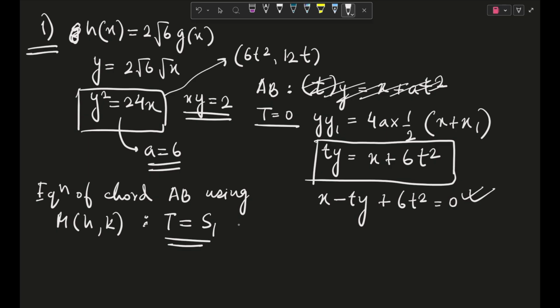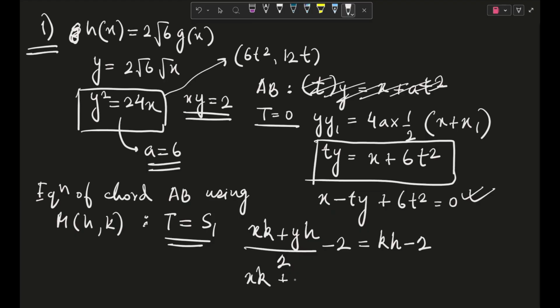Anyways guys, so T equals S1, we will write this as (xk plus yh) whole divided by 2 minus 2 is equal to h, or rather kh minus 2. So this will actually become xk plus yh minus 2hk is equal to 0.